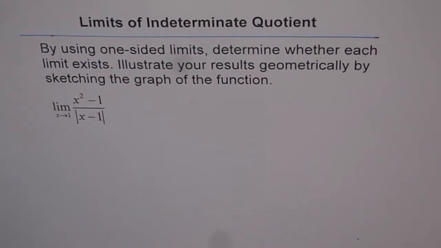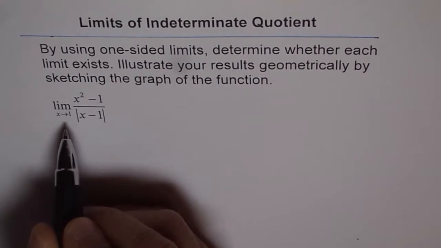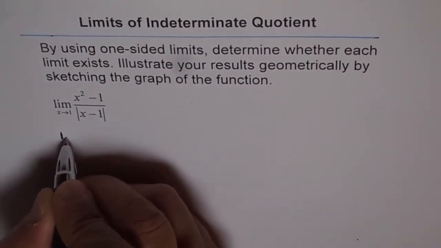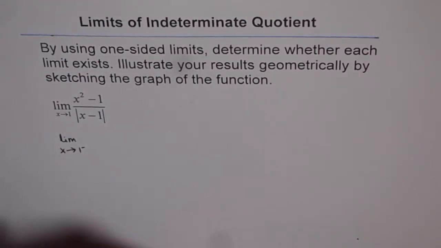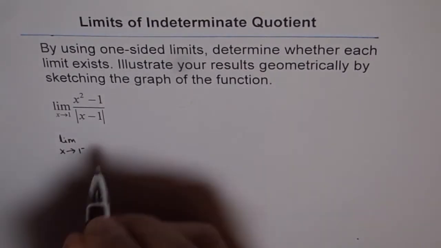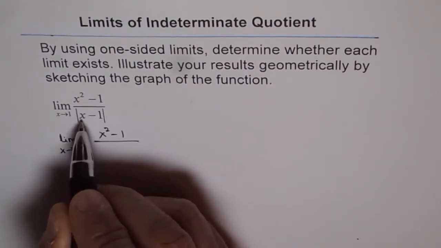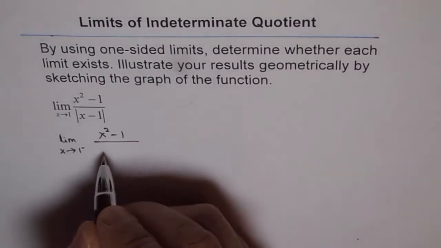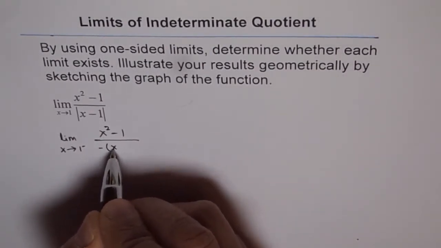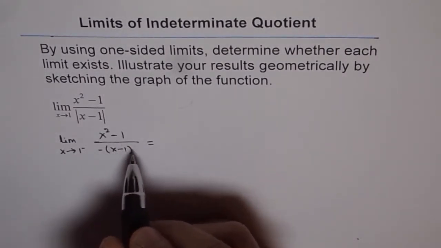So let's try to do this problem and find the limit when x approaches 1 from the left side and from the right side. First, from the left side, that is, x approaches 1 from the minus side. In that case, this function can be written as x squared minus 1 over, if it is left of 1, the denominator is going to be minus of (x minus 1). That is kind of important, right? And now you can factor the numerator and get your result.